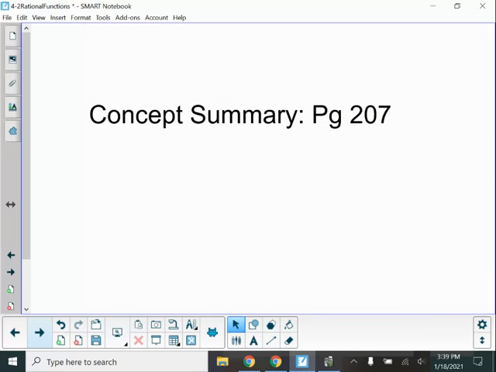There's a concept summary in your book on page 207. Please take a look at that, especially if you need those case 1, 2, and 3 situations summarized for the horizontal asymptotes. That will come up again, especially if you're planning on going on to AP Calc. Go back through, rewatch this video, rewatch the part 1 video, and reach out to me if you have any questions at all.